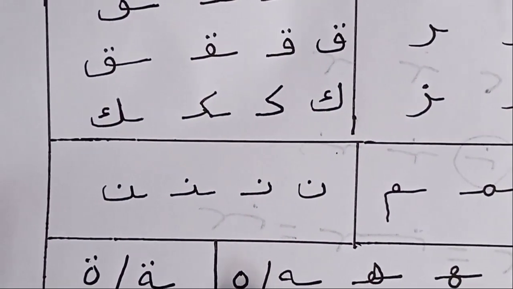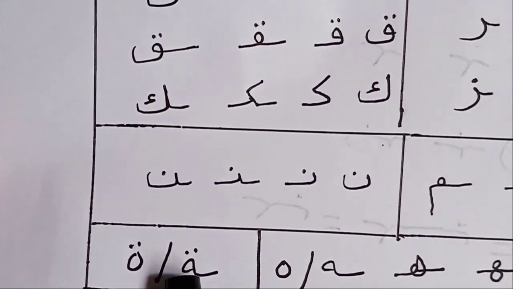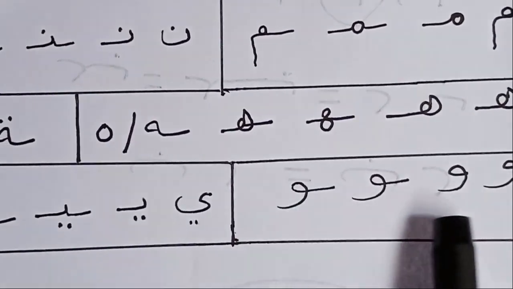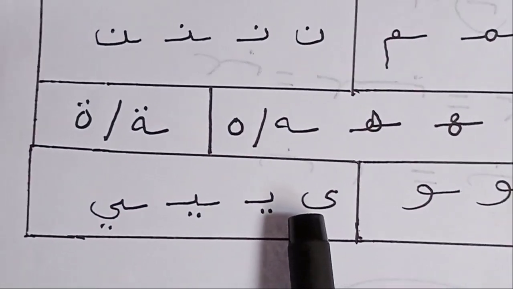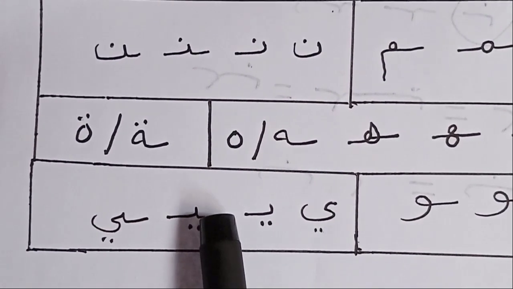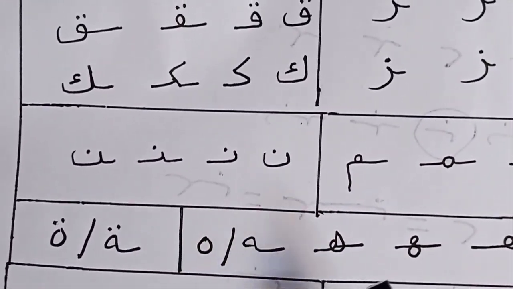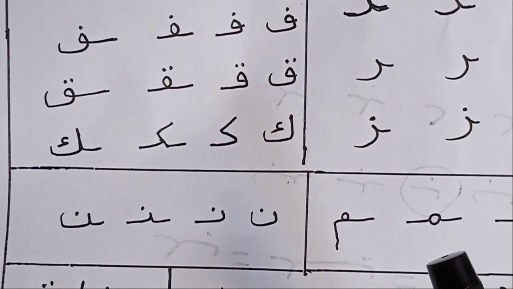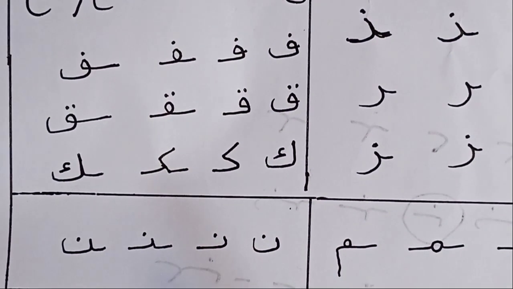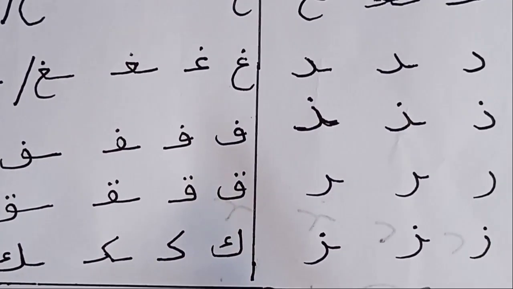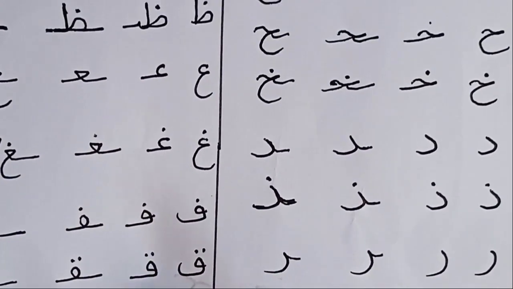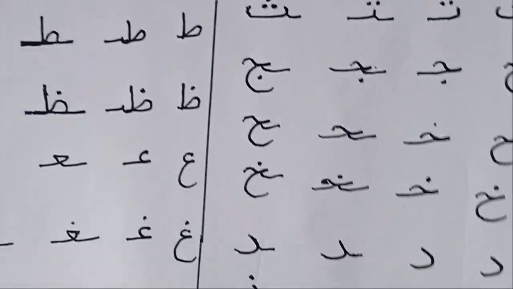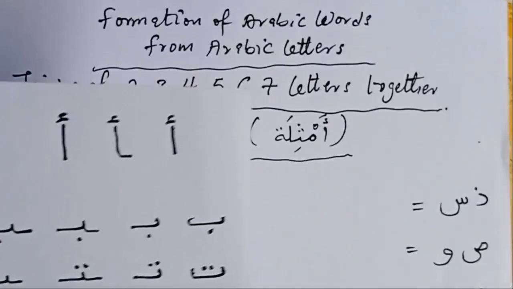We are also going to be introducing the round Ta, and the letter Waw, then the last letter Ya. These are the parts of each Arabic letter that we'll be making use of in joining the letters together, as we said earlier in this video. So without wasting time, let's begin with the first example.